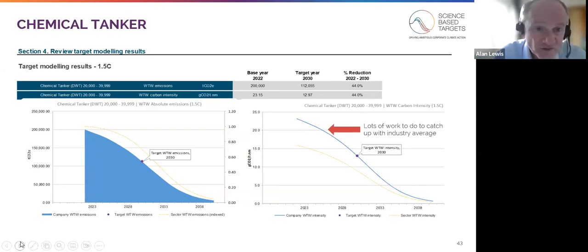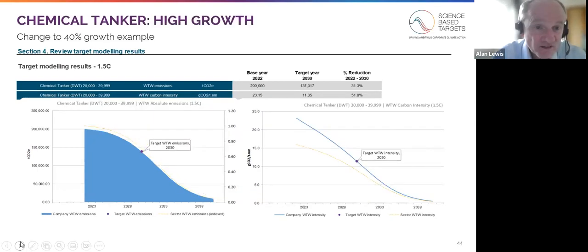If we can then quickly click on again, please, to a different situation. For this situation, we've got the same chemical tanker, but in comparison with the previous one, now taking that back up to the 40% growth example. And if we were to toggle between the two, you would basically see that in this one, the blue line on the right is much steeper.